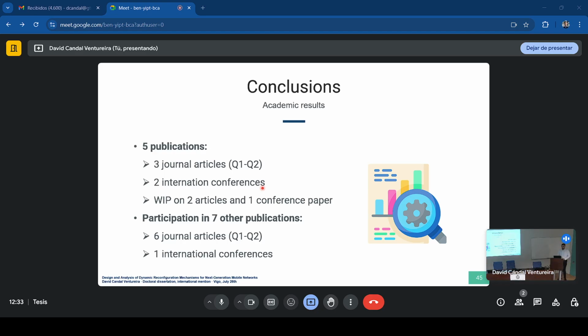Moreover, we are working on an article based on one of the contributions, and in addition, another article and a conference paper about 2 works that have been conducted as part of this PhD, but unfortunately I could not include them in my thesis. But in total, 8 publications will result from this PhD. In addition, during this period, I have contributed to another 6 journal papers and 1 international conference in topics closely related to my work.